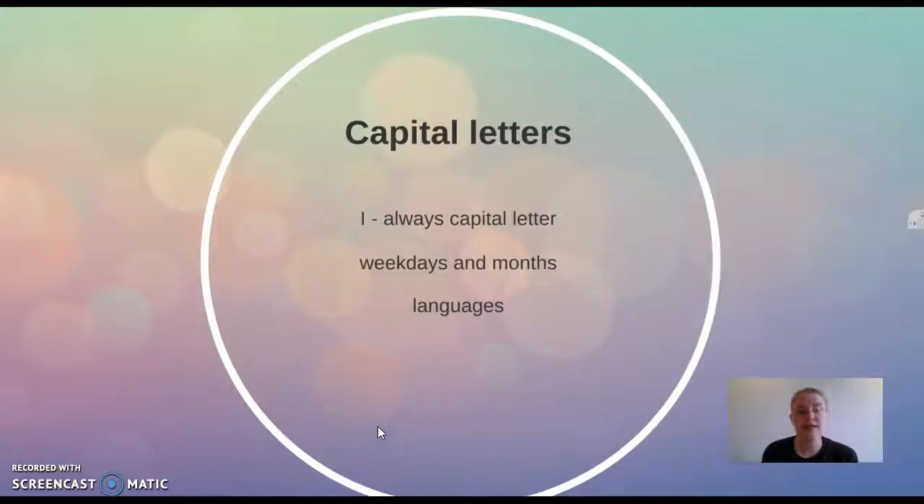The last one, I just have to stress, I know you know this, but these are just rookie mistakes. You know it, but you just write and write, and this is the time in the process writing where you look at this kind of stuff. The capital letters. I in English is always a capital letter. Weekdays and months are capital letters, and languages are capital letters. Also names and all the things you already know. But this is something that is different from Norwegian in English. So just look at that carefully.